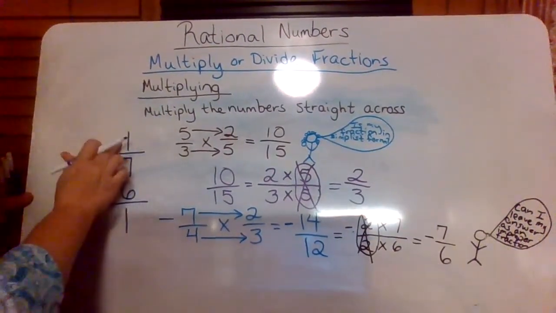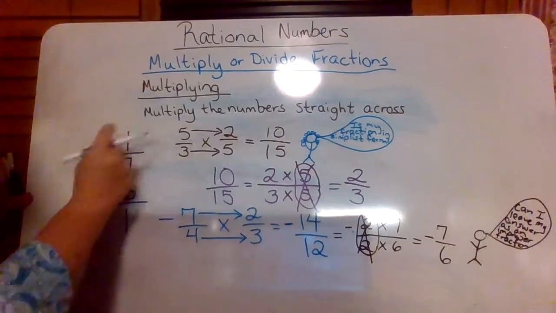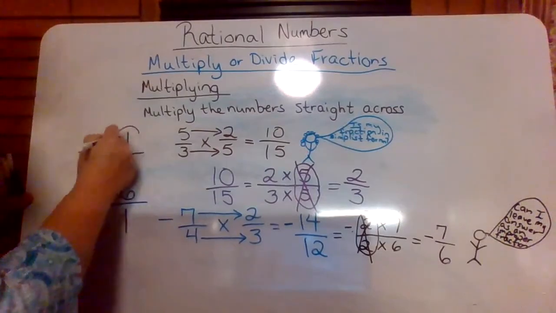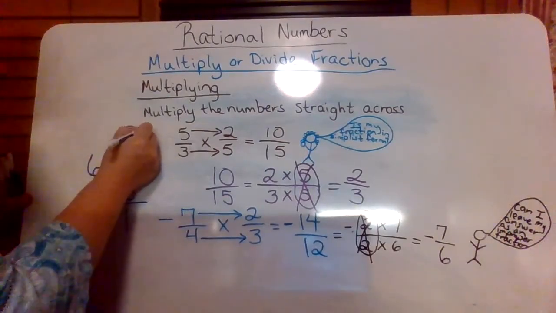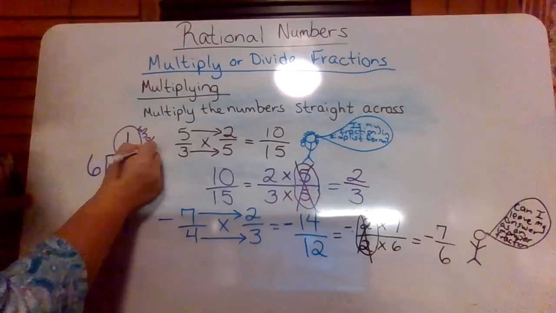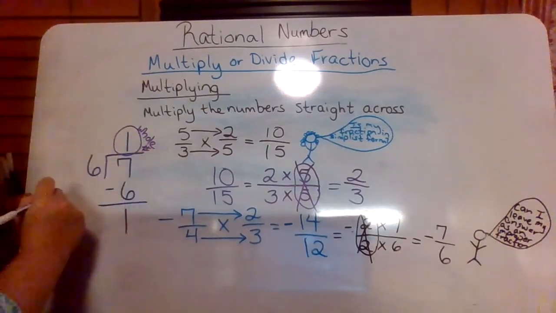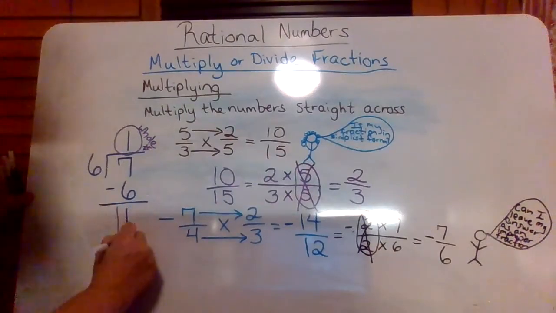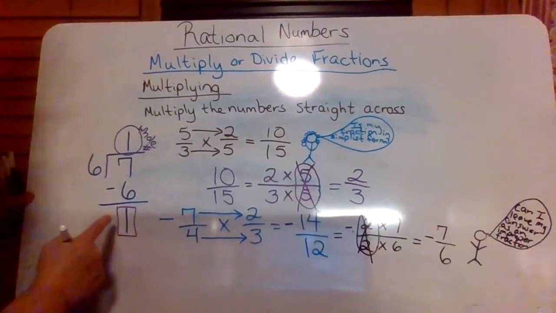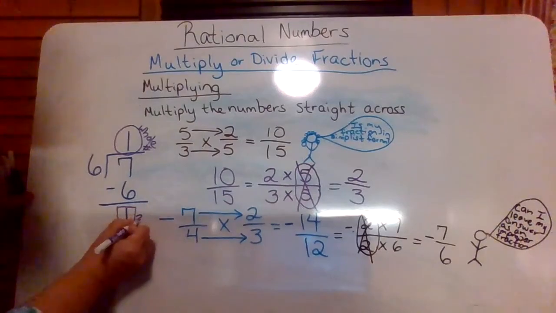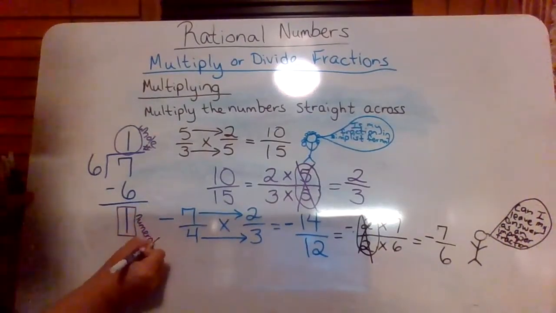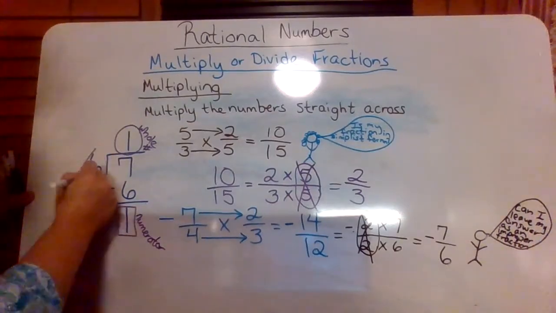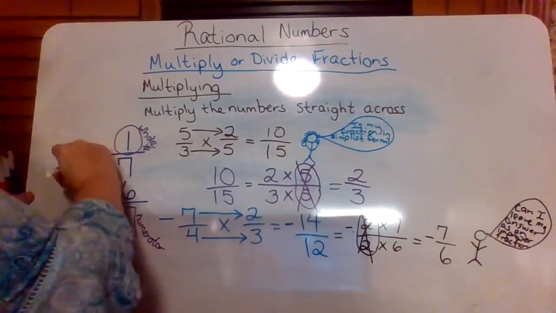Okay? Whatever you get up here, however many times this divisor goes into this number right here, this will be the whole number for the mixed number. Okay? Whatever's down here, whatever your remainder is, is your numerator. And then the divisor, whatever you're dividing by over here, is your denominator.